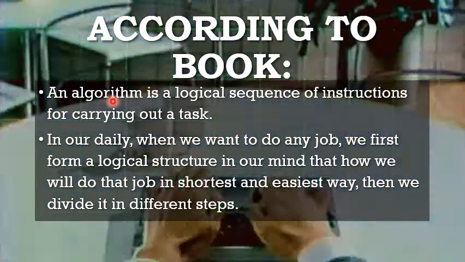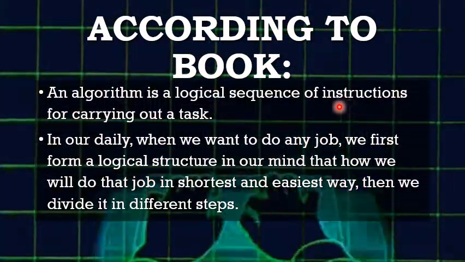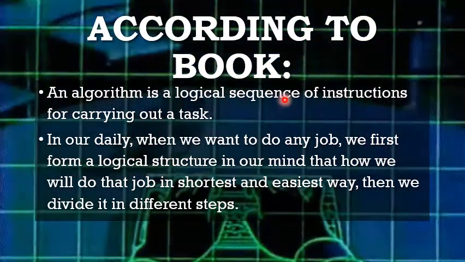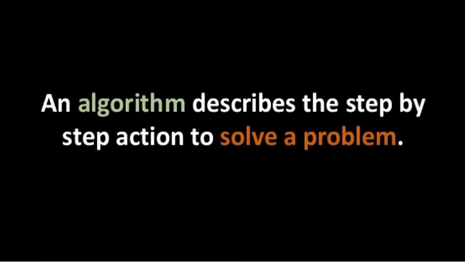So what is algorithm? Algorithm is a logical sequence. It's a sequence and that sequence would be logical. Why are we keeping the logical sequence? Because we want our task to be carried out or to be done. An algorithm describes the step-by-step action to solve a problem. We solve our problems in computer, we solve our problems in the field of mathematics. So the steps we follow, that is the algorithm, because we solve our problem step by step. And this logical sequence of the steps to carry out a task is called algorithm.